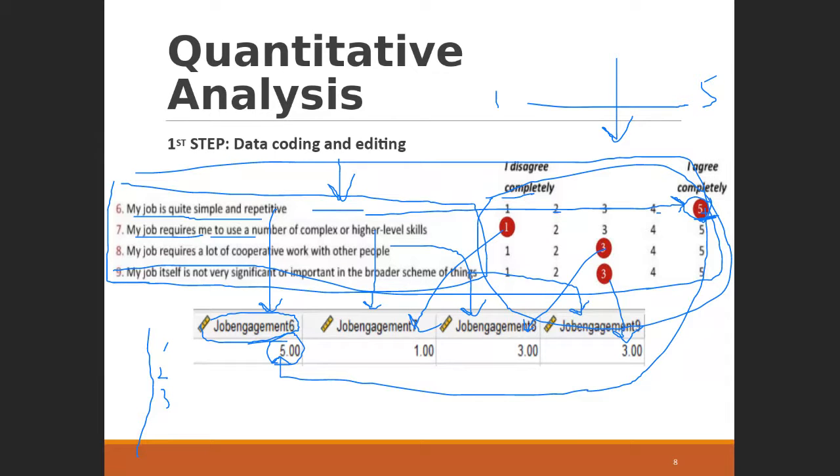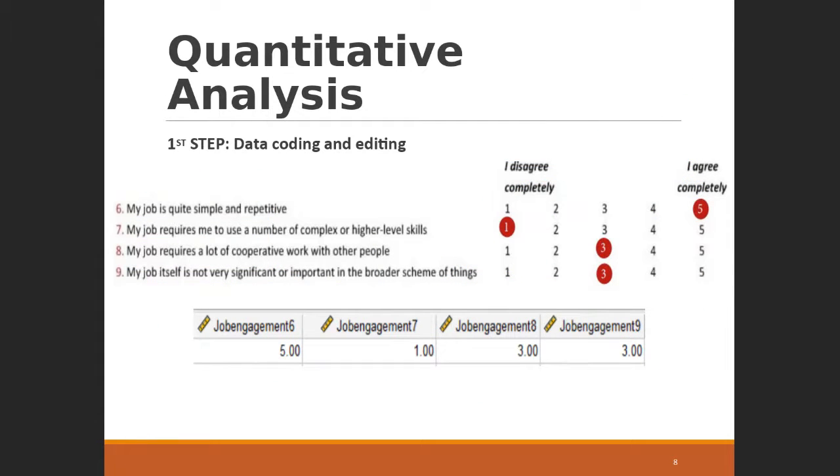Secondly, during the coding procedure, you need to look out for inconsistent responses, which are responses that are not in harmony with other information. A participant in our study might have answered the first question, my job is quite simple and repetitive, with complete agreement, and also responded to the second question with complete agreement. Now, in this particular situation, let me erase this. So this question, my job is quite simple and repetitive, is responded to with complete agreement.